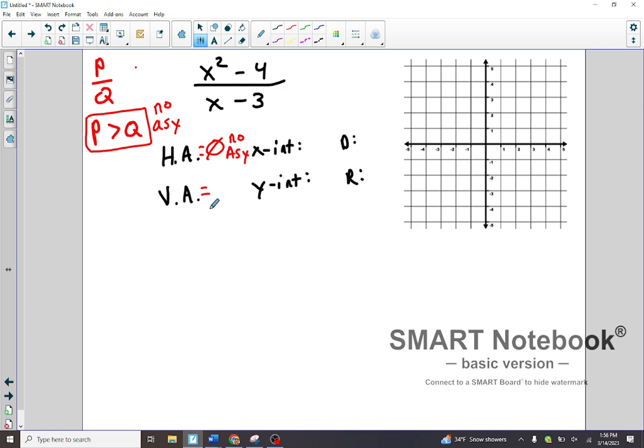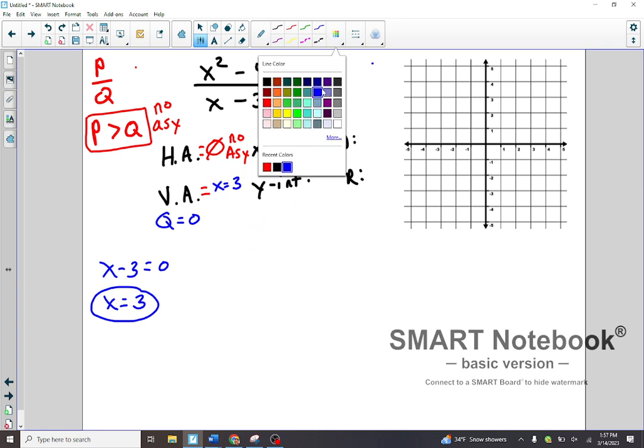VA. So VA is your vertical asymptote. Let me use a different color. You're going to set Q equals 0. Your vertical asymptote is where your X value cannot exist, which means if the bottom becomes 0, it's a place where it cannot exist. So we set the bottom to 0, aka Q to 0. So I'm going to set X minus 3 equals 0. So X equals 3, which means your vertical asymptote is X equals 3. I would write X equals 3 because that's the more proper way to do it.